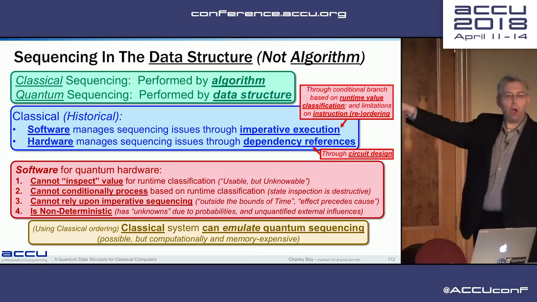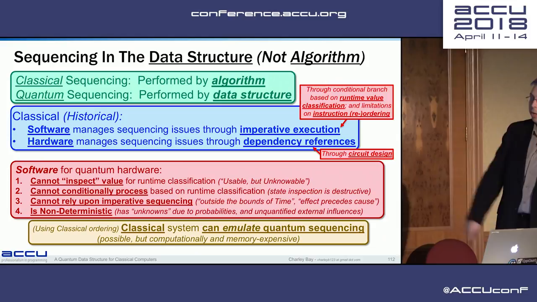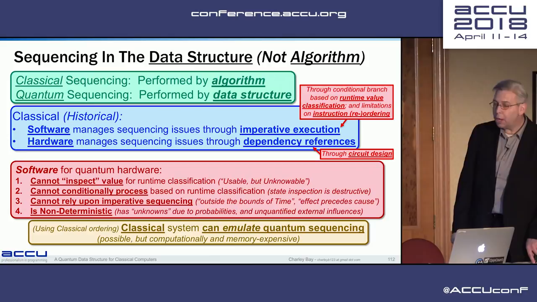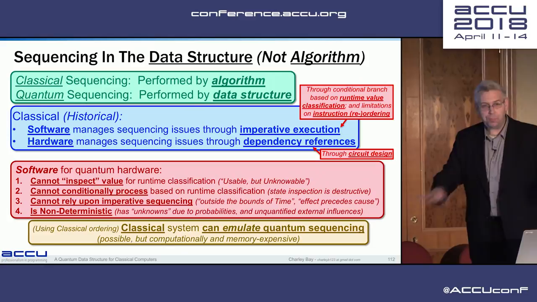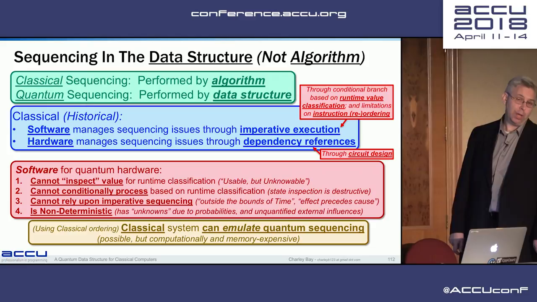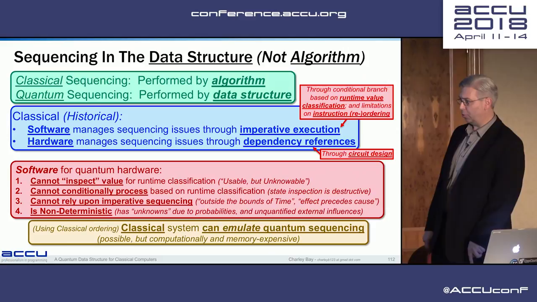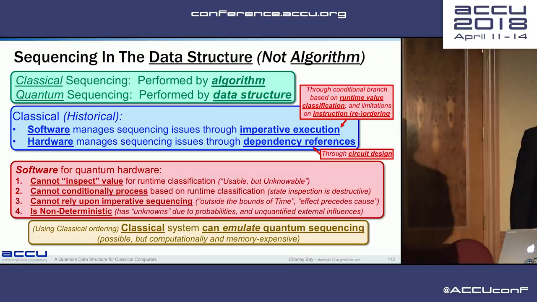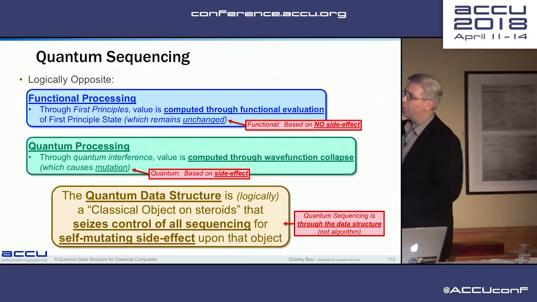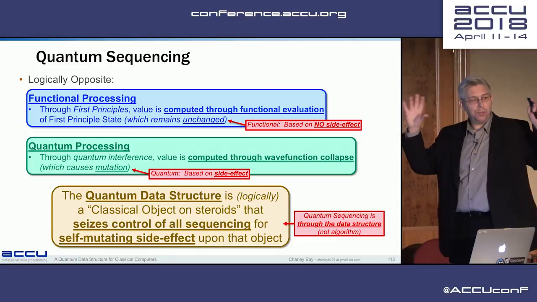So software and quantum hardware, that's that red block. You can't look at the value. You can't conditionally process based on the value. You can't rely on imperative sequencing because everything's inside that wave function collapse. You can set it up, and then you observe, and it collapses. And it's a generalization of probability. It's non-deterministic. So depending on your problem, you may have some angst at accepting the value that is produced. So you can emulate a lot of this quantum stuff in classical hardware, classical software, but it can be resource expensive. So quantum sequencing. So if you're into the functional programming thing, and there's a big resurgence in that, that's the opposite of quantum.